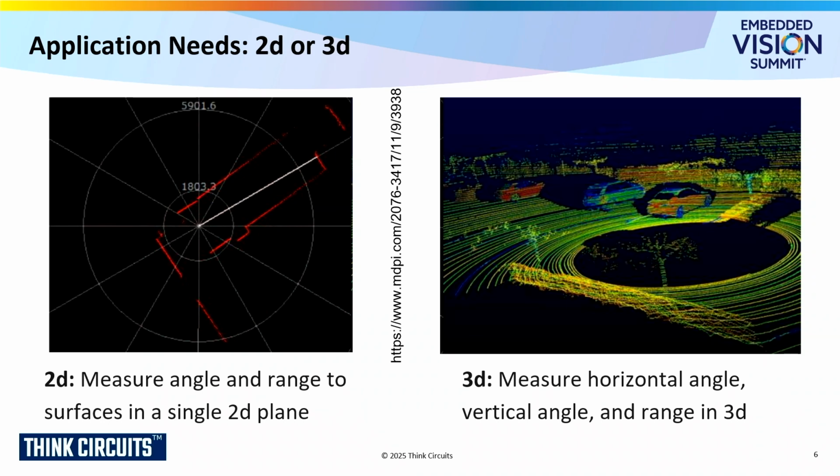So this would be, for instance, for a robot vacuum cleaner trying to avoid obstacles very close to the floor, but not caring as much about high up obstacles. Or do you need 3D, where you need to worry about both the horizontal angle and vertical angle? For instance, a drone flying around trying to navigate with a depth sensor.